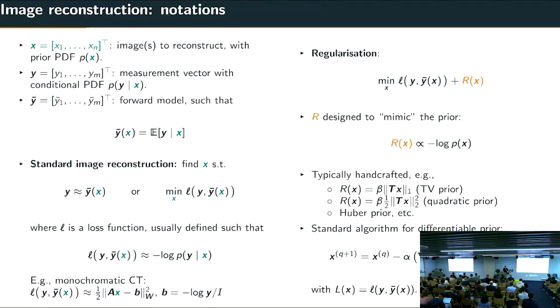Usually R is designed, or we hope this R mimics the prior probability function, so the negative log prior of the images. But typically, this prior is handcrafted, for example, a TV prior or a quadratic prior. And when the prior is differentiable, the reconstruction is typically performed with a gradient descent algorithm.